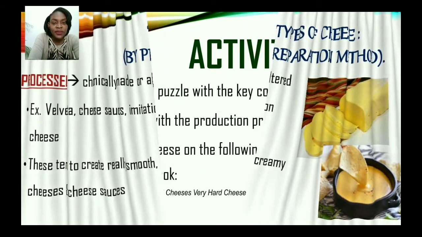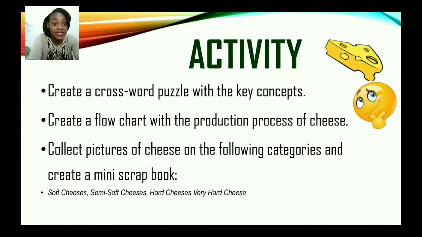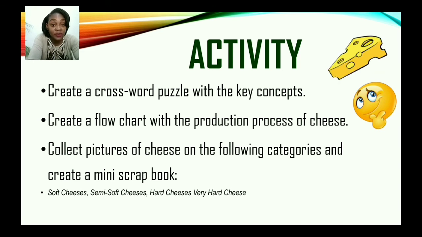Good. Now guys, we're at the end of today's session on the production of cheese. Your activities are: 1. Create a crossword puzzle with the key concepts explained. 2. Create a flow chart with the production process of cheese. And next, you're going to collect pictures of cheeses in the following categories and create a mini scrapbook, right? So you will have pictures of types of soft cheese, semi-soft cheese, hard cheeses, and very hard cheese.